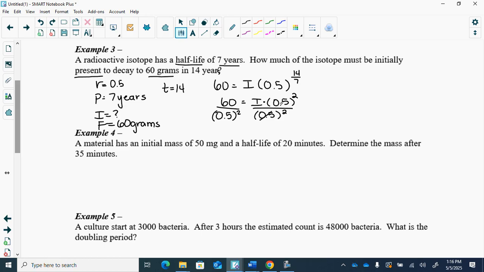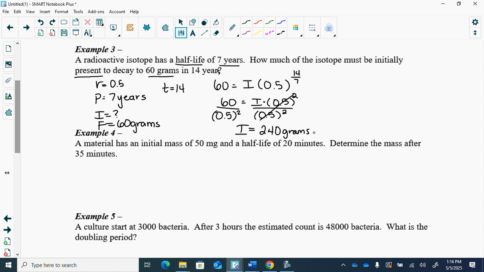240 grams. And then you would write a sentence that says, there must be initially present 240 grams of the radioactive isotope.